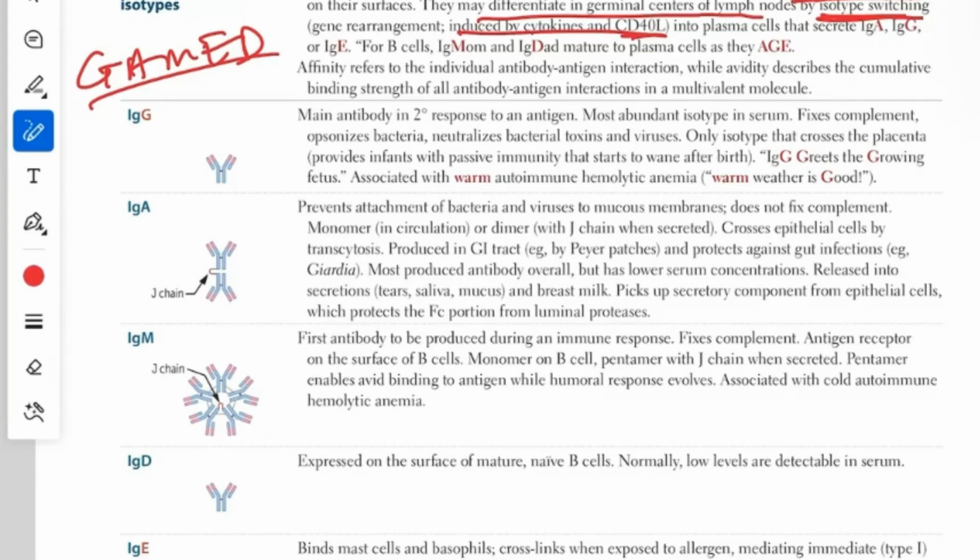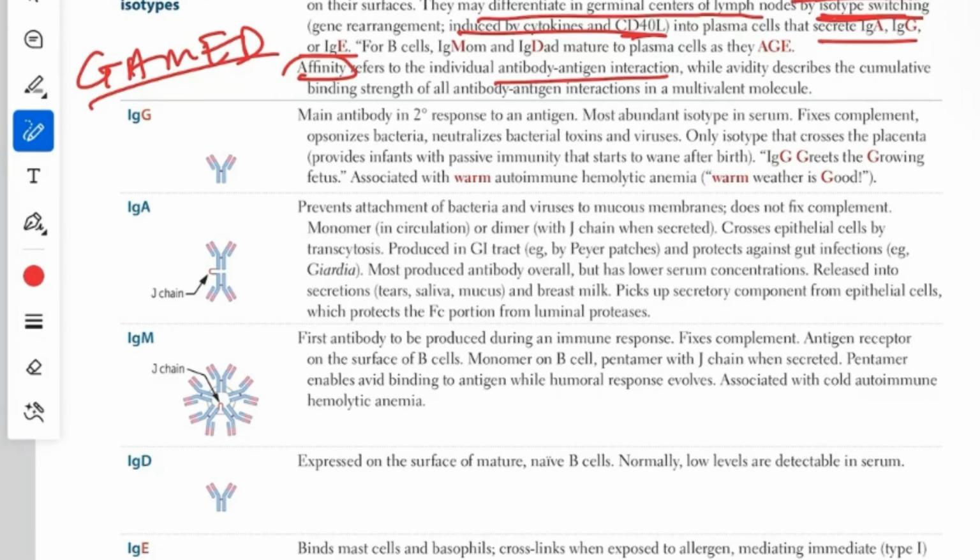So once the B cell is stimulated, it will now begin to produce other immunoglobulins of different subtypes, right? From IgM to IgA, G, and E. So when we talk of affinity, it refers to the individual reaction between the antigen and antibody. Remember, this is occurring in the FAB part of the antibody, right? So that FAB part binds to the epitope of the antigen.